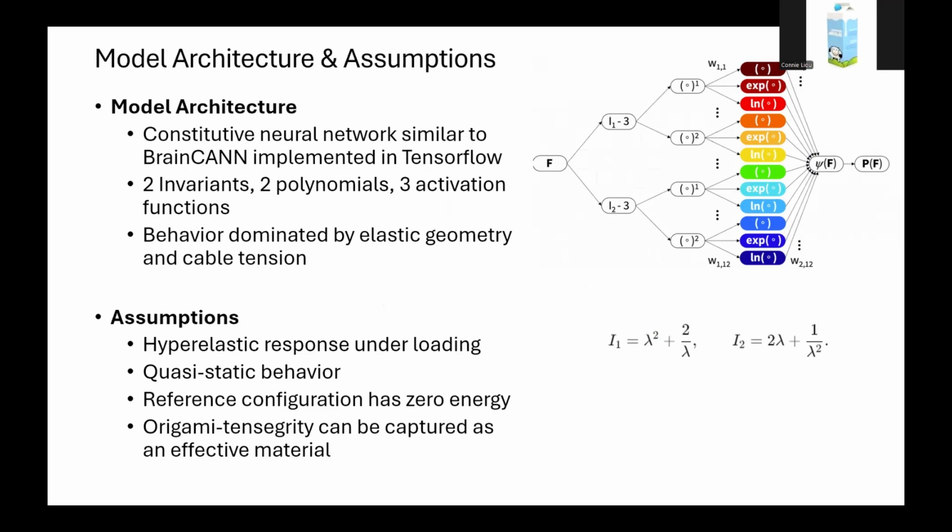Our model architecture is very similar to the Brain CANN. It's a constitutive network implemented in TensorFlow with two invariants, two polynomials, and three activation functions, because we believe that this behavior of the mechanism is dominated by elastic geometry deformations and also cable tensions. So this makes sense as a model architecture choice.